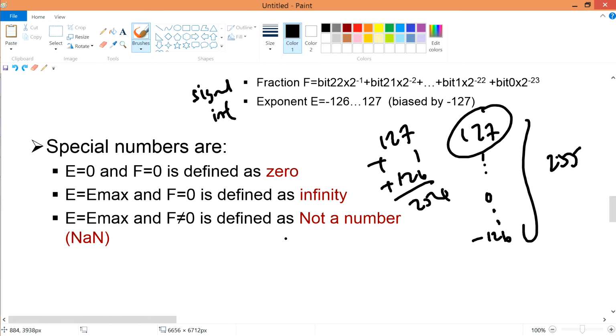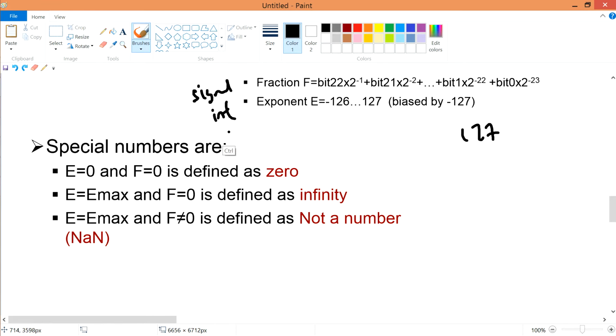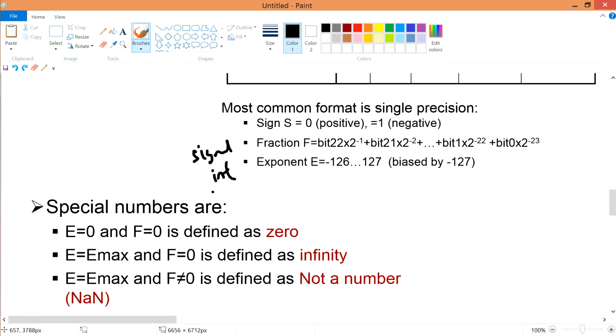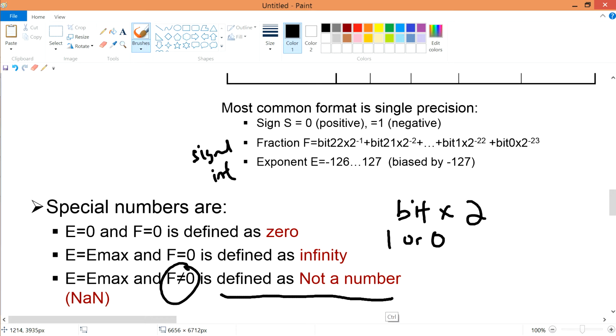Alright, I don't know how it goes, but just for you to take note. If e is equal to e max and f is not 0, then it's not a number. If f is 0, the bit times 2, so this bit is either 1 or 0. If this is 0, this isn't any number at all. If f is not 0, it's defined as not a number.